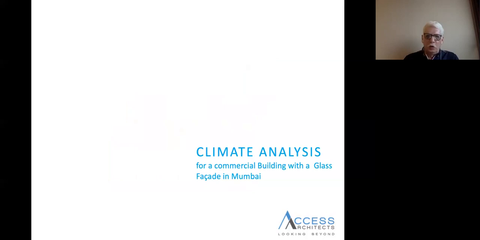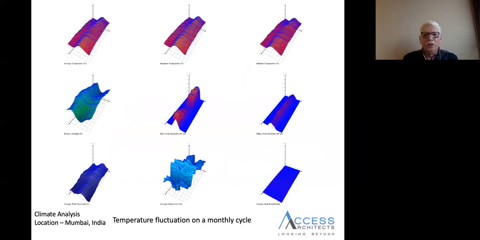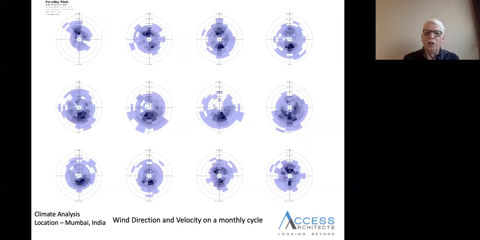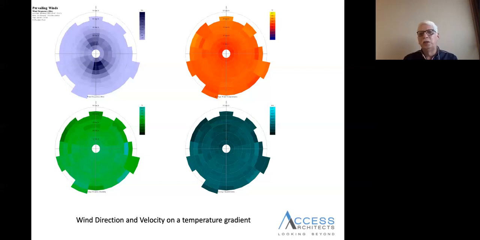We followed a climate analysis for the office building, particularly for the glass facade. Specifically for this project and for Mumbai, we looked at all the various parameters of temperature, humidity, cloud cover, rain density, wind speed, and also wind direction. Since it was a 185-meter tall building, wind direction and velocity were critical in terms of design. Also, the sun path and the other temperature criteria were looked at.